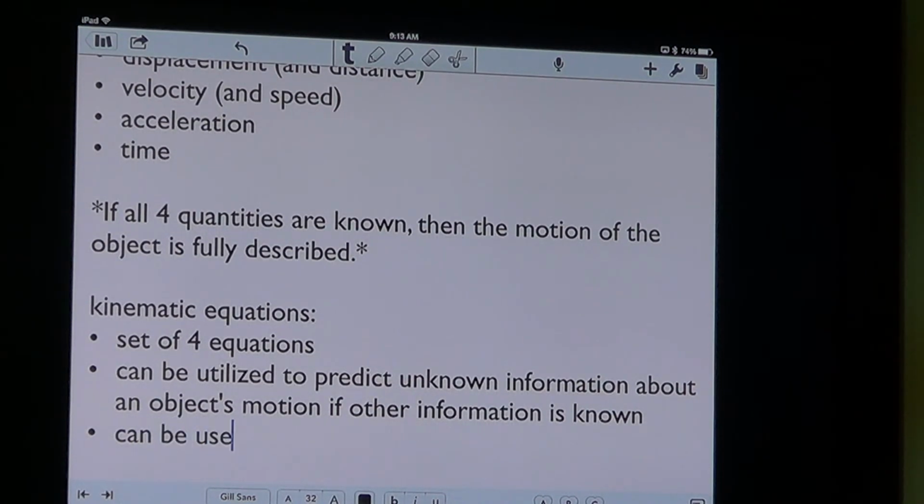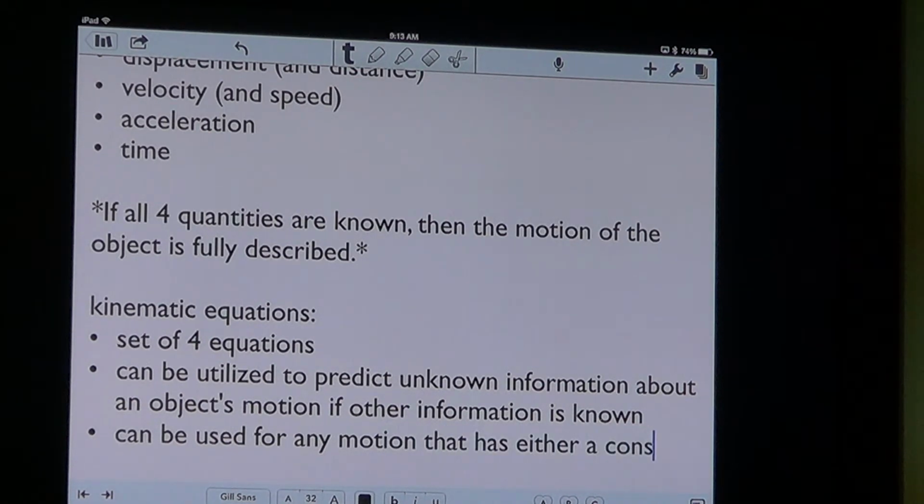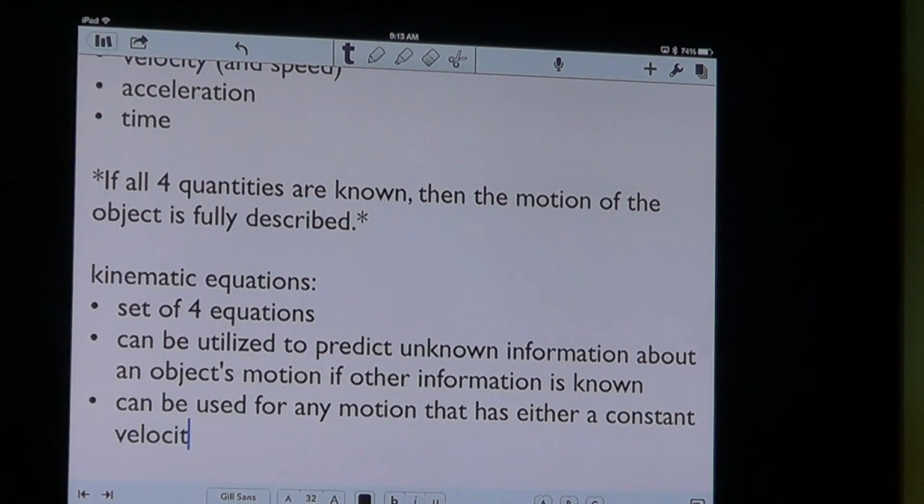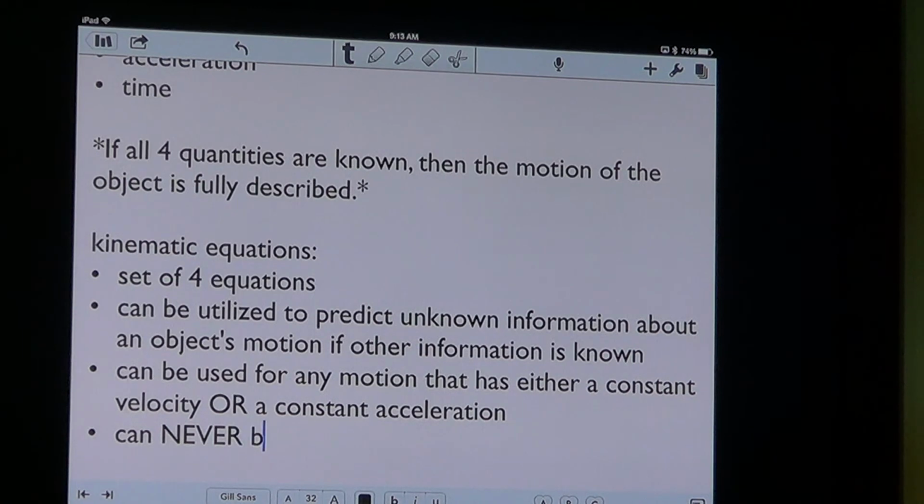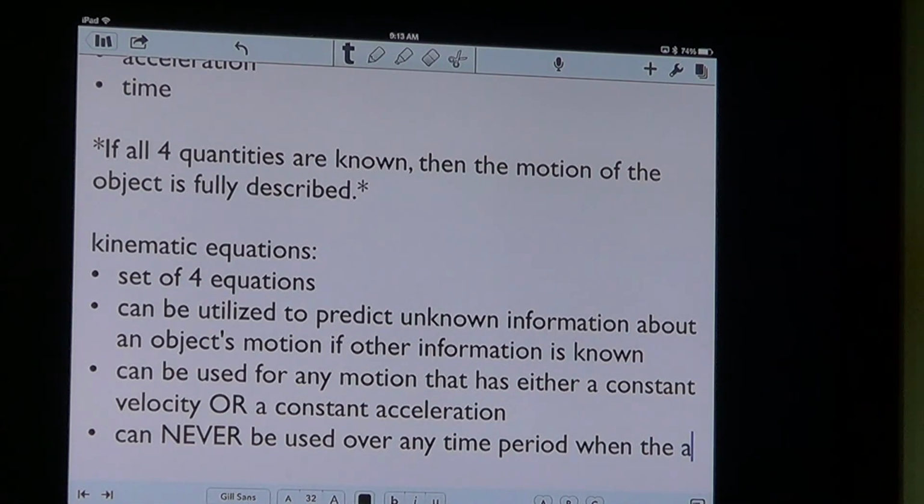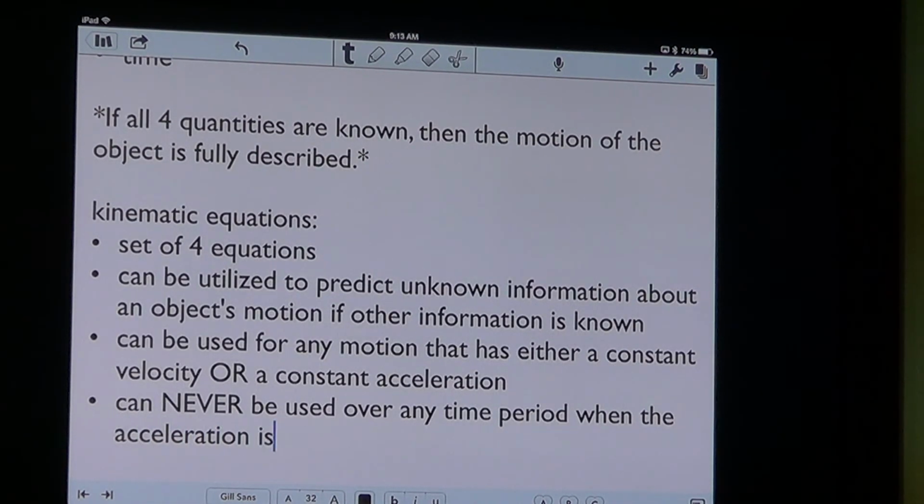They can be used for any motion that has either a constant velocity or a constant acceleration, but can never be used over any time period when the acceleration is changing.